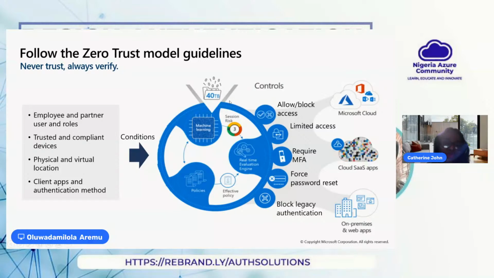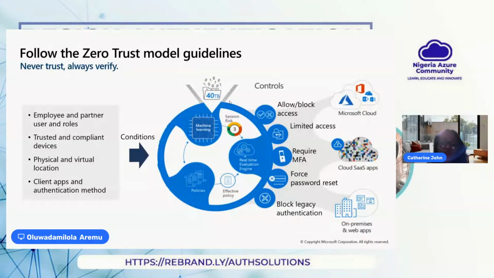In the guidelines of the zero trust model, for employees, partner users and roles, you could be an employee of Microsoft or any organization, and you're still meant to verify your identity. Also, there could be trusted and compliant devices, like iOS, Windows, your laptop, macOS, Linux and all that. No matter what device you're using, you cannot just log in. You have to verify, even if you are within the physical or virtual building, and whatever method of authentication you're using.